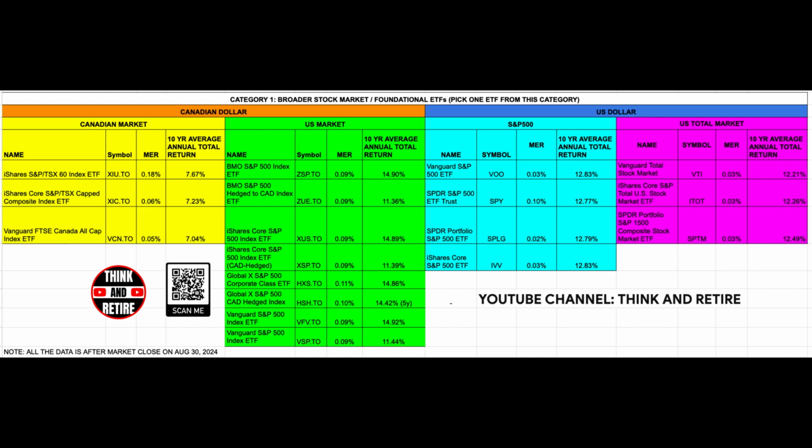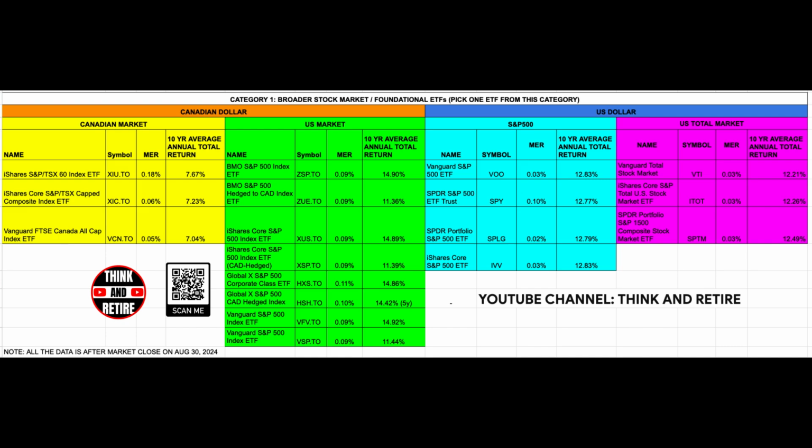If you want to trade the US stock market in Canadian dollars, there are 8 ETFs, as you can see. 4 of them are the regular ones and 4 of them are Canadian dollar hedged. You will see that the ones which are Canadian dollar hedged have a low rate of return on the 10-year period.